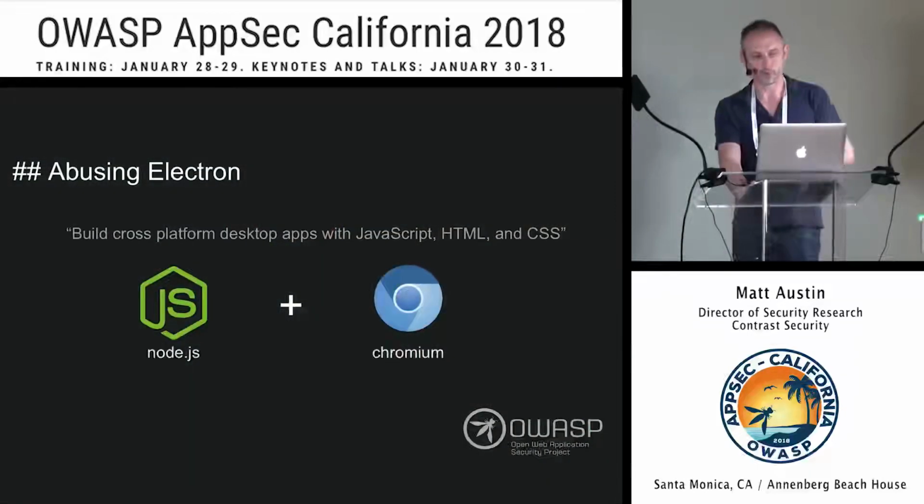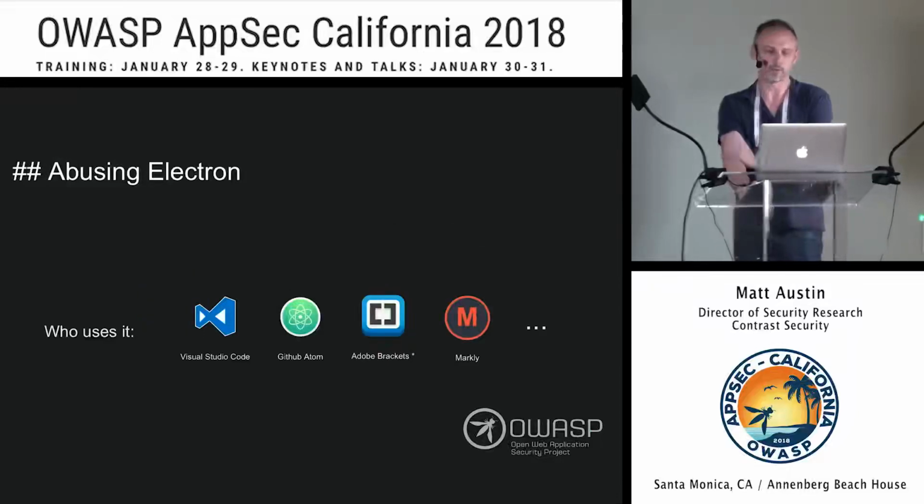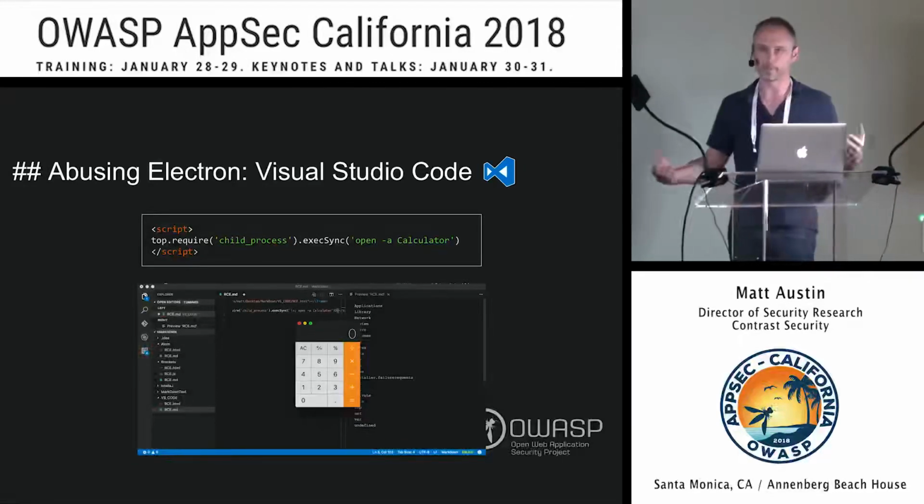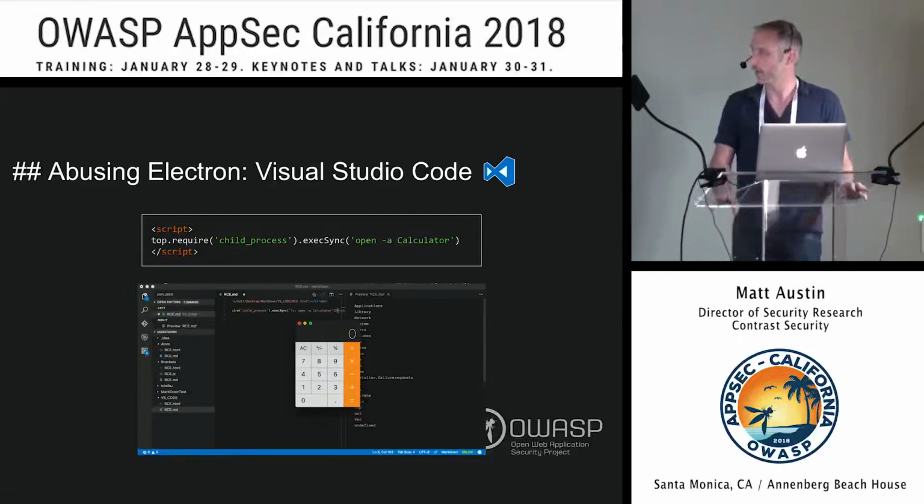So, Visual Studio Code, GitHub, Brackets, they all use Electron. And really, when I started playing with this, I didn't expect it to be this simple. So I open up Visual Studio Code, I add a script tag, and I know a little bit of Node.js. I know that child process can be used to open another application on your desktop. And sure enough, it popped open a calculator. It was actually quite shocking.